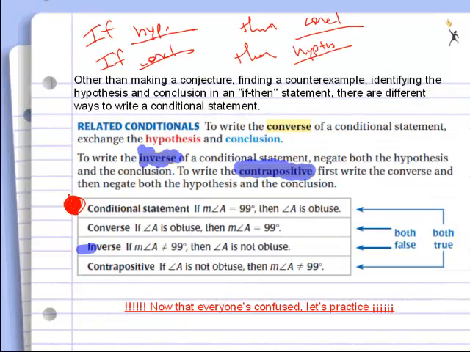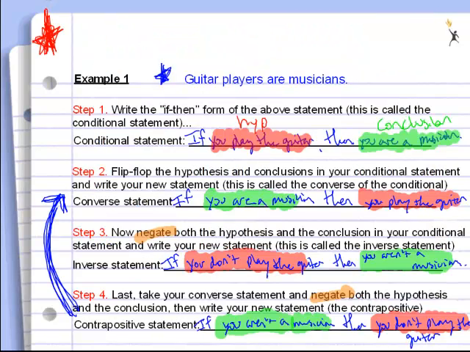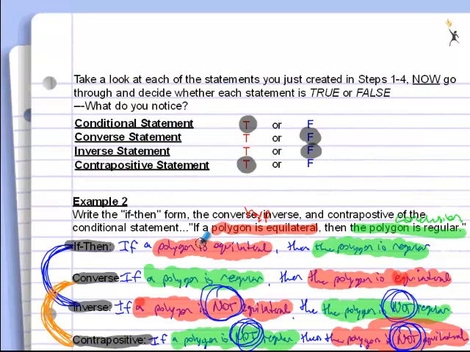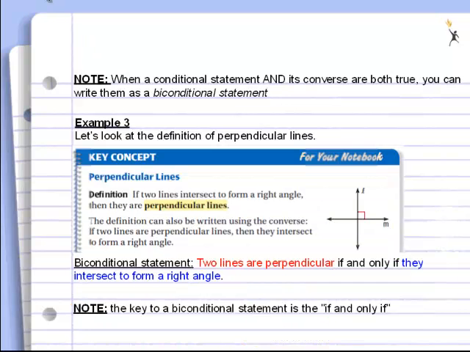Then we actually looked at how to write them. Okay? Example 1, we showed you how to write them. Example 2 was all you. Take the statement, if a polygon is equilateral, then the polygon is regular, and be able to write the conditional, the converse, the inverse, and the contrapositive of that statement. And that's really all you're doing tonight for your homework. Let's look at this really quick.